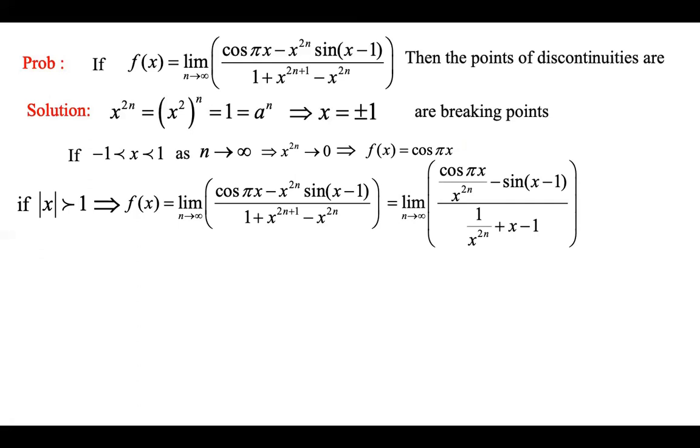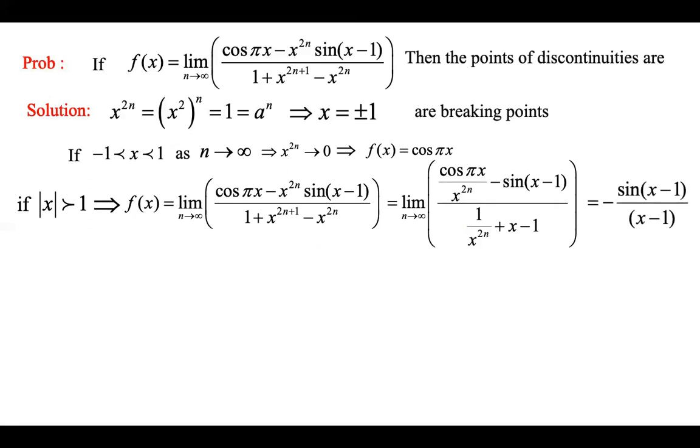To avoid that, whichever the term makes the infinity, with that term divide in the numerator and denominator. That trick we are following. So when we divide that, and as n tends to infinity, x to the power 2n tends to infinity, when we substitute this infinity, cos pi x by x to the power 2n will become 0. Numerator is minus sin of x minus 1 and the denominator is x minus 1.